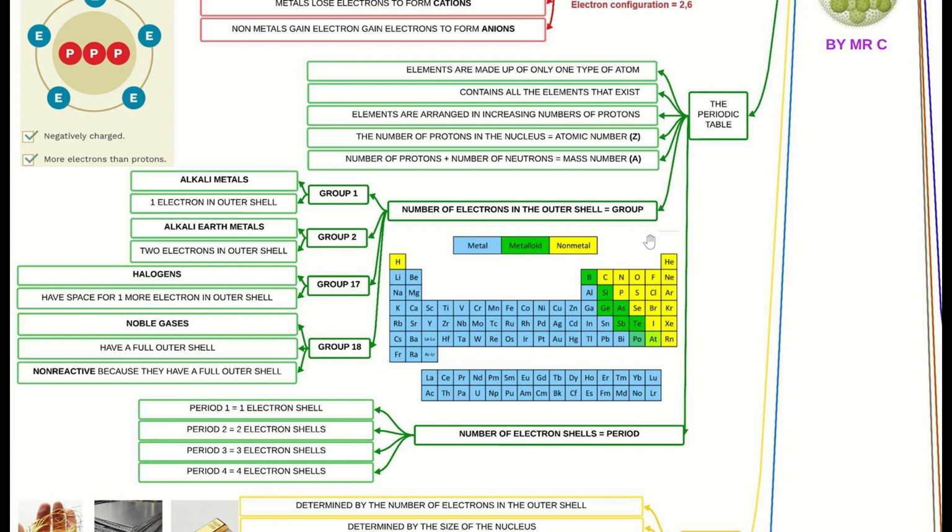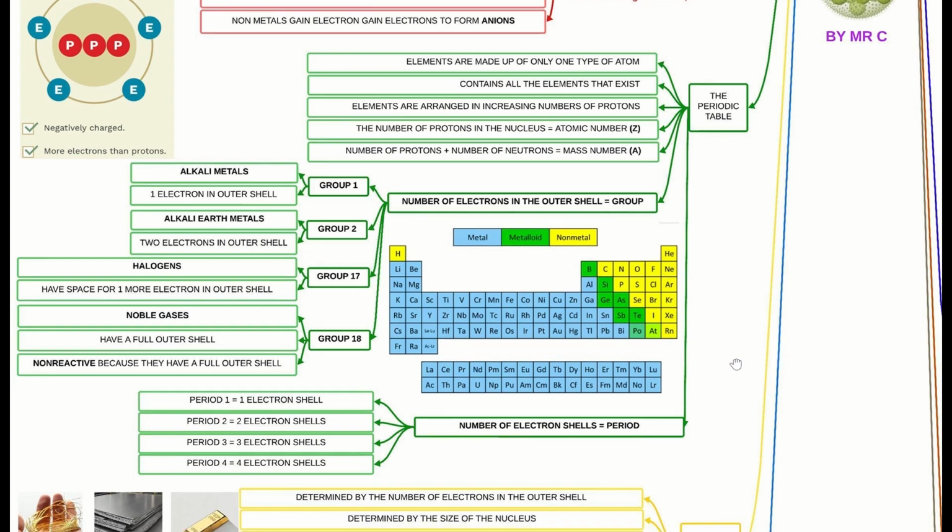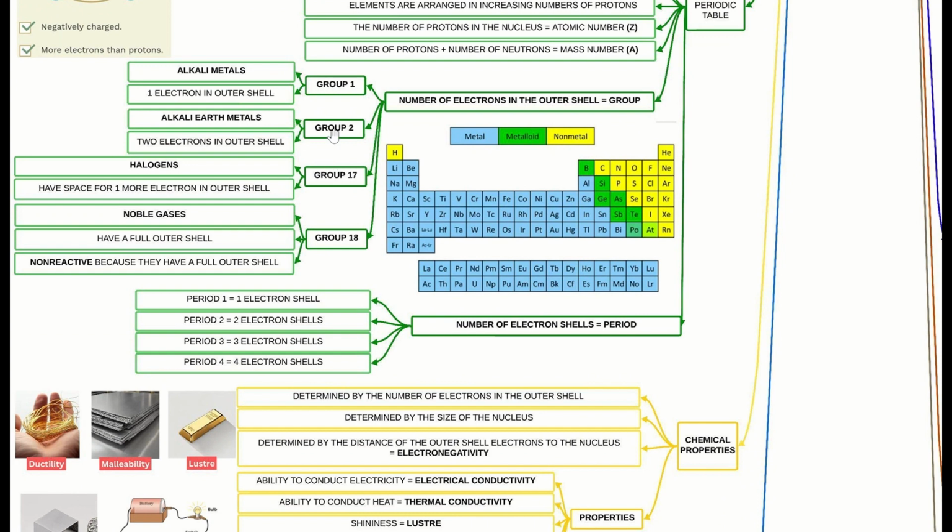Group 17, headed by fluorine, has room for one more electron in its outer shell, and they are called the halogens. Okay, then we get down to the number of rows. The rows here are called the periods, and the rows indicate the number of electron shells. So we can see here that hydrogen only has one electron shell, whereas the row that starts with lithium has 2 electron shells, sodium has 3 electron shells, potassium has 4 electron shells, and so on.